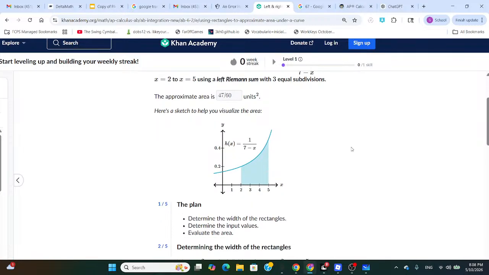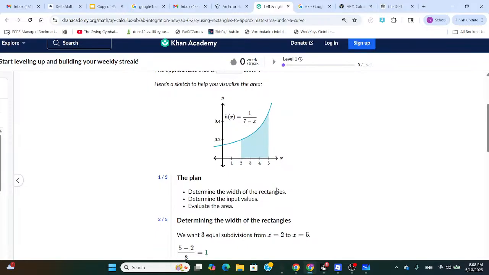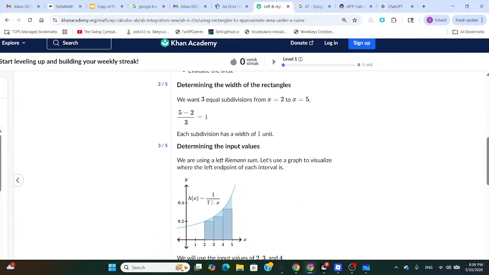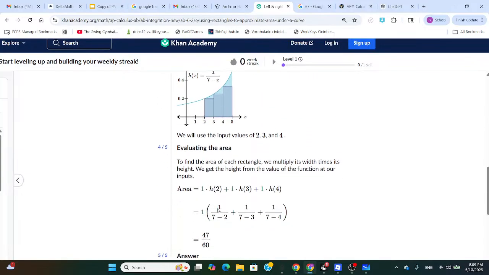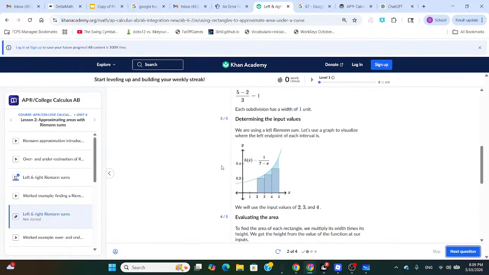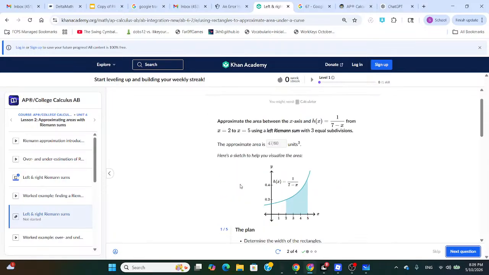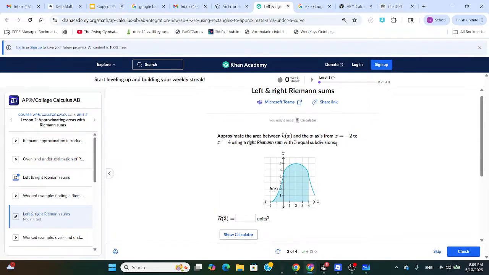Let's read it. Determine the width of the lane goal. So 5 minus 2 over 3 subdivisions equals 1. Okay, those are rectangles. Bro, I feel like I got it wrong because I didn't use the left Riemann sum. I used the actual integral. Alright, now let's use the right Riemann sum. Approximate the area.